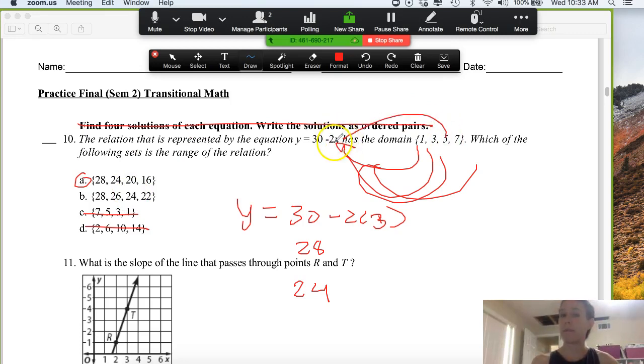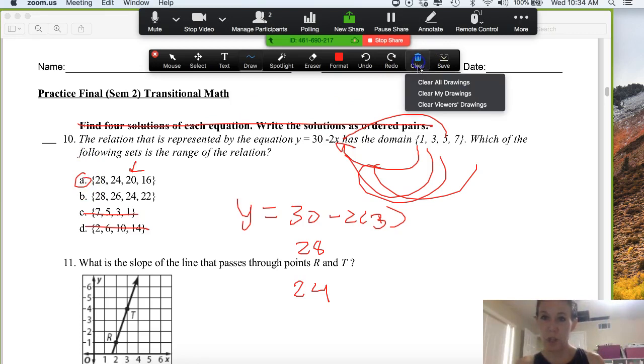Is it in the right order? Yes, but technically it doesn't have to be in descending order. It just needs to be a set of numbers. It's nice when it is in descending order, though. So plug in 5 for x. 30 minus 10 is 20, and it is still A. You can check 7. Plug in 7. 2 times 7 is 14. 30 minus 14 is 16, so it's A.